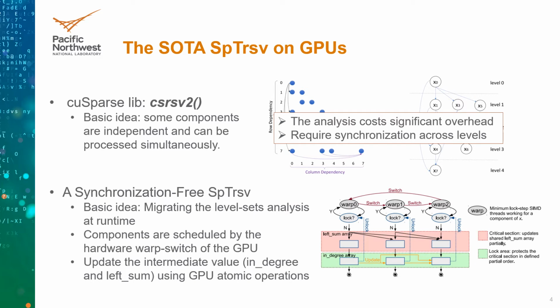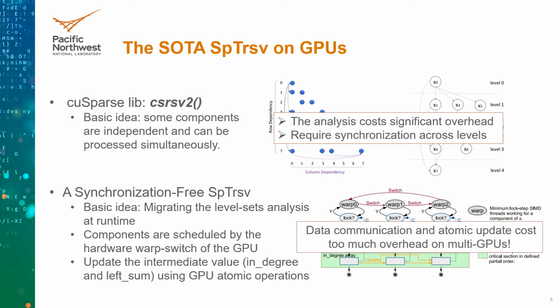The second kind of SpTRSV is called synchronization-free SpTRSV. The basic idea is migrating the level-set analysis to runtime, so the components are scheduled by the hardware warp scheduler of the GPUs. However, in this kind of approach, they need data communication and atomic updates, which cause too much overhead on multiple GPU systems.